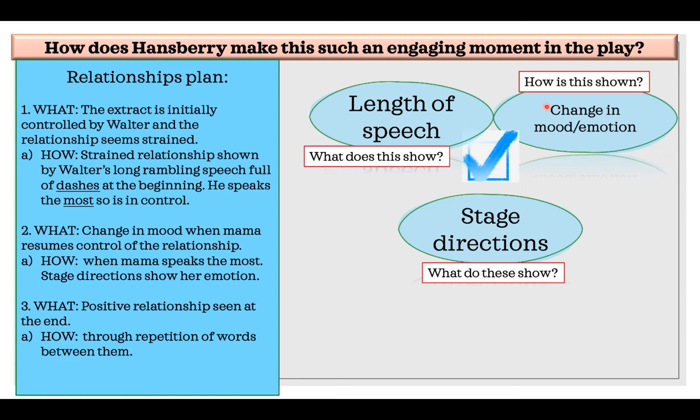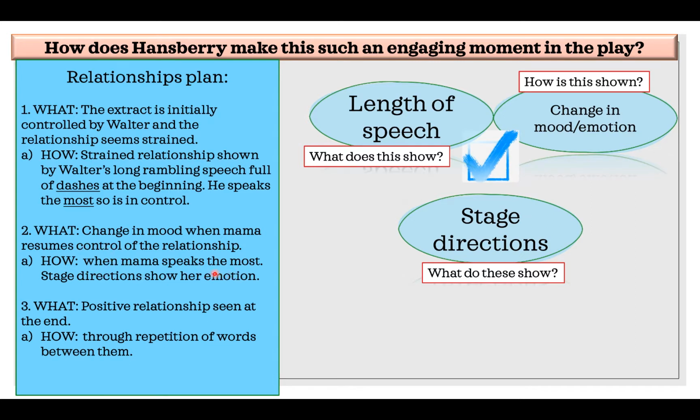If you are going to talk about a change in something, then obviously you are going to have to talk about it at two different points. So my second idea here is my second what? A change in mood when Mama resumes control of the relationship. So we see this change in mood, and again I've got my keyword relationship. How do I know there's a change in mood? How do I know she takes back control of the relationship?